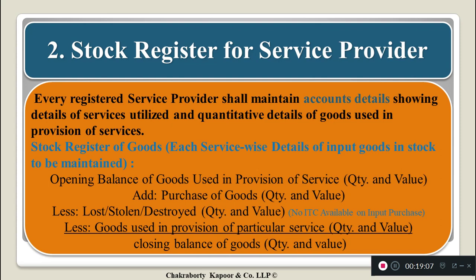It should be in the same format: opening balance of goods used in provision of services, in quantity and value, plus purchase of goods, minus goods lost, stolen, destroyed, minus goods used in provision of that output service. Then you will find closing balance of goods in hand. It should be in quantity and value.